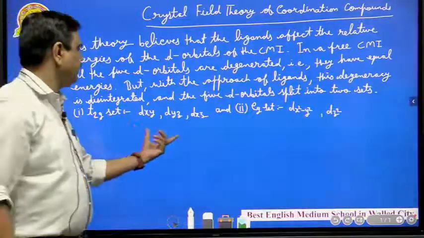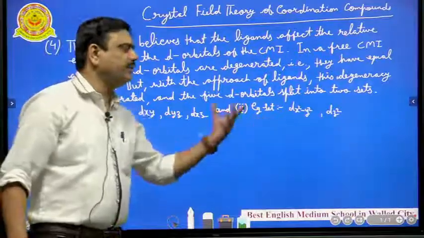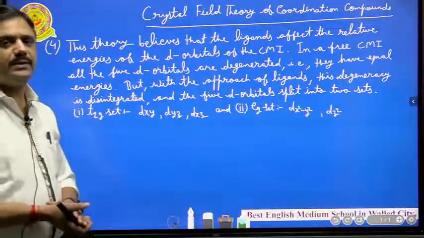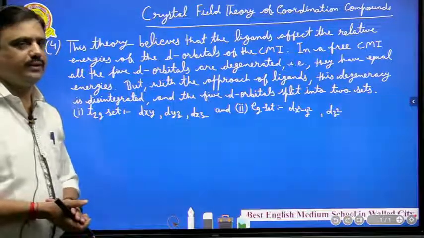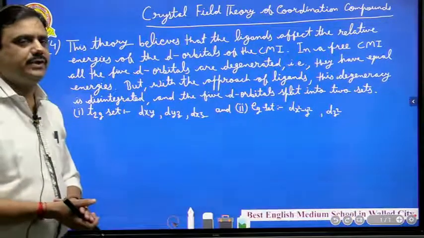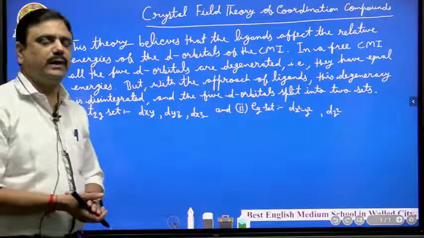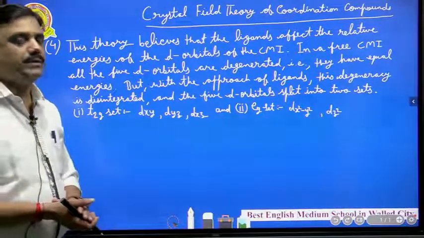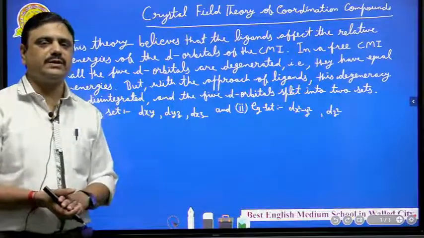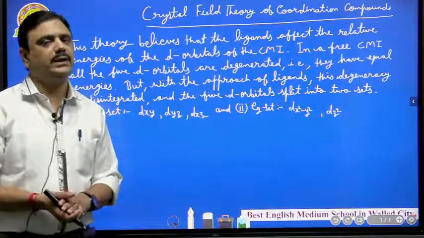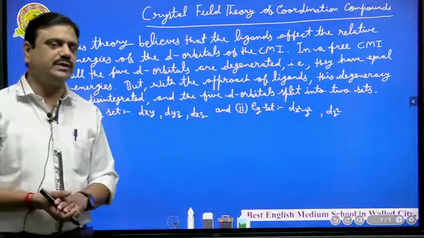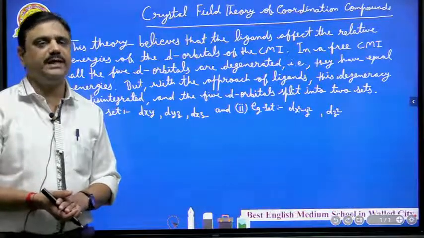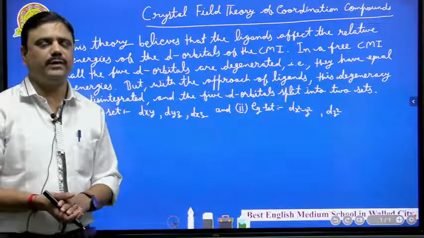This set will have different energy, and this set will have different energy. Means these 5d orbitals are now divided into two energy groups. The energy of one set will be lower and the energy of the second set will be higher. But which set of orbitals will have less energy and which will have higher energy depends on the geometry of the complex.